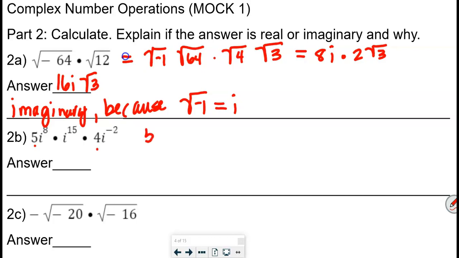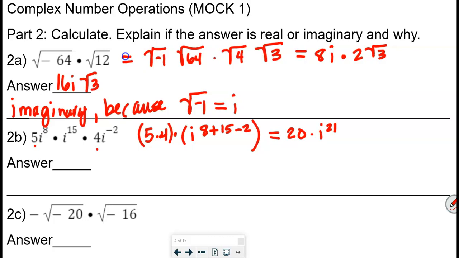Okay? So the next one, I'm going to break it up into our coefficients and then our i's. So we're going to do 5 times 4, and then we're going to do that times, we'll do it this way, i to the 8 plus 15 minus 2. Okay? So that's going to give us 20. And then 8 plus 15 is 23 minus 2 is 21. So this is going to be times i to the 21st.